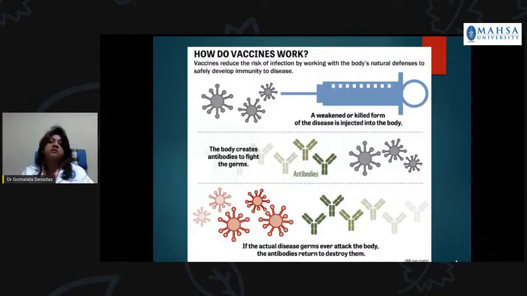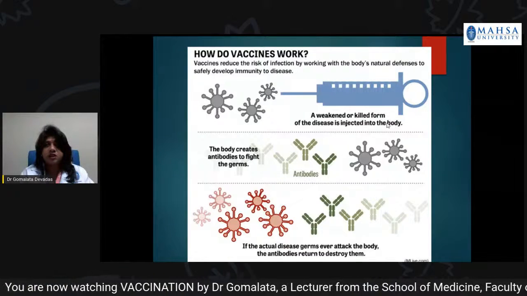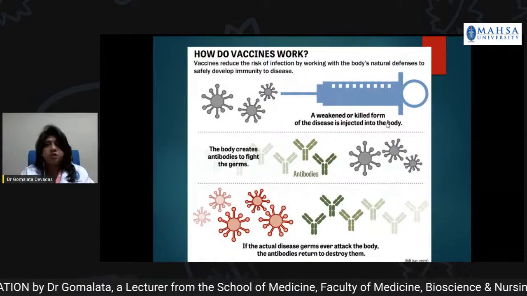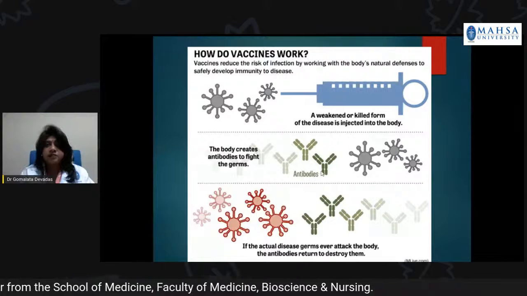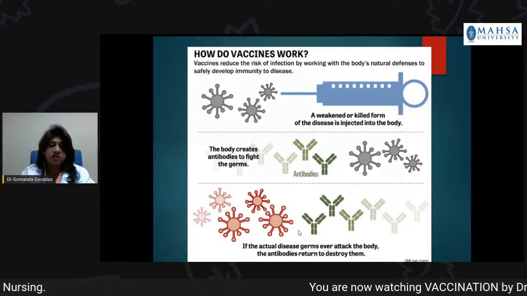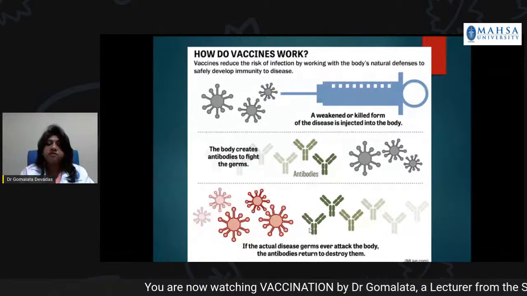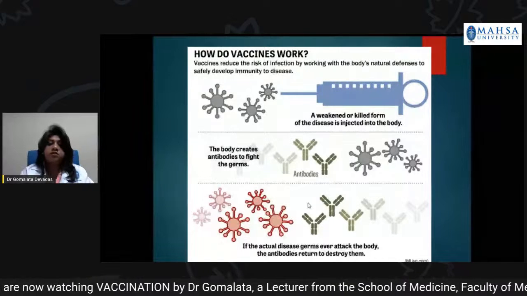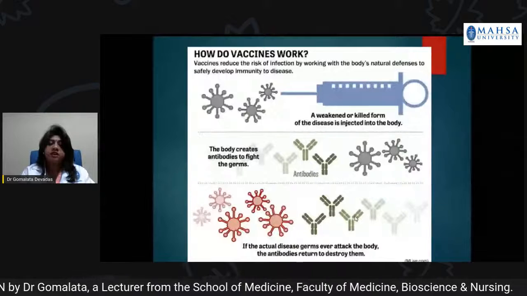So how does the vaccine work? You see the picture here. Vaccines reduce the risk of infection by working with the body's natural defenses to safely develop immunity to the disease. Once the vaccine is given, the weakened or killed form of the disease is injected into the body, and the body creates antibodies to fight the germs. These are the antibodies, these are the germs. This is the attacking germs, and this is our own antibodies.